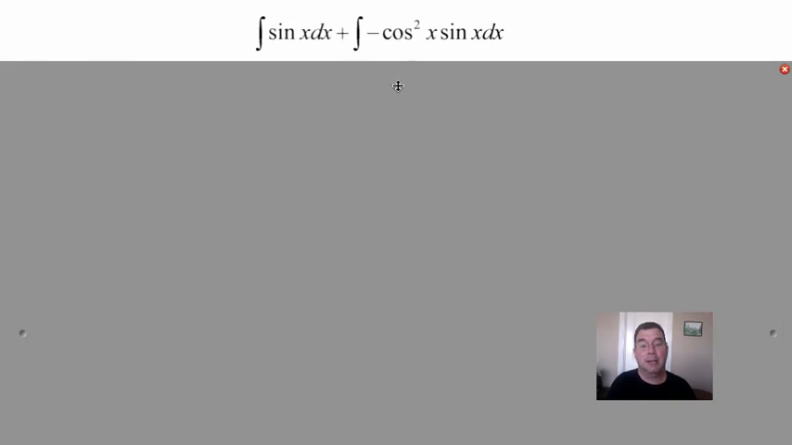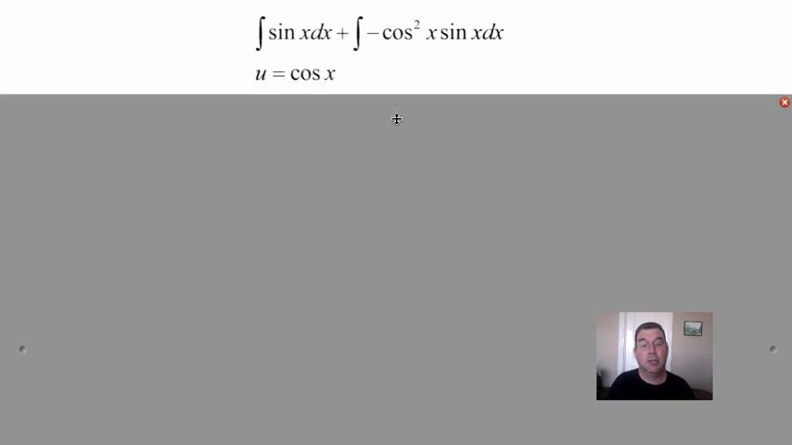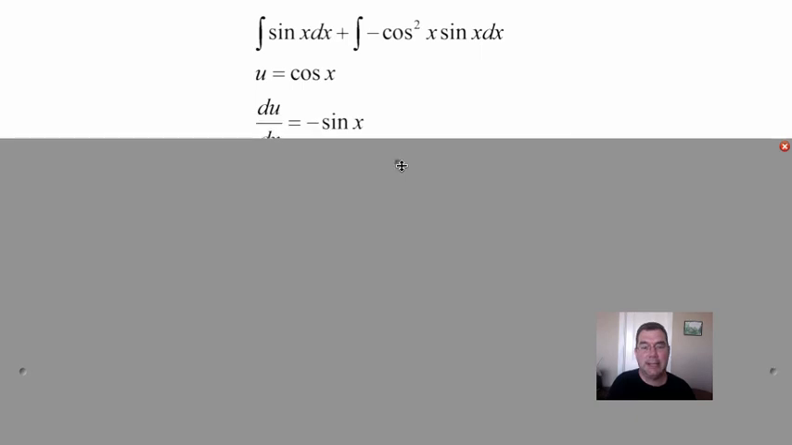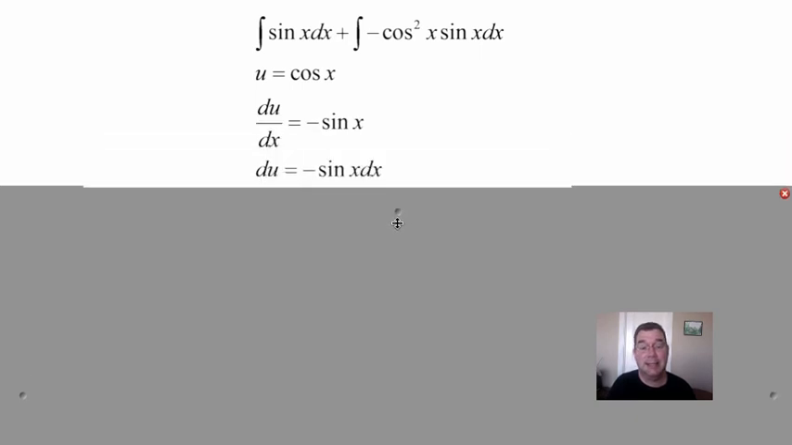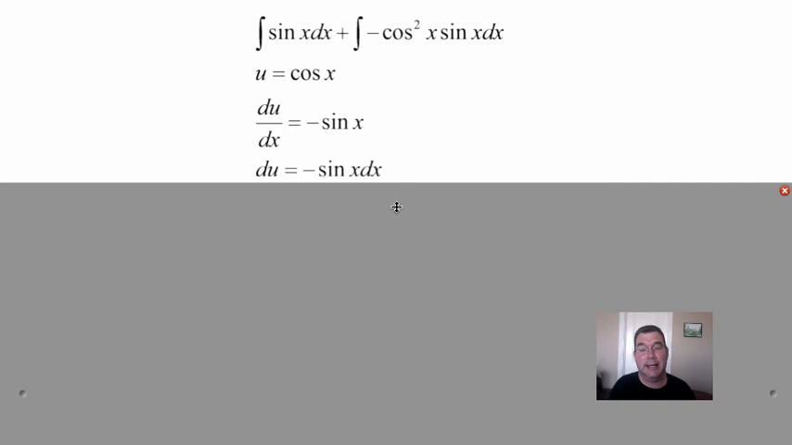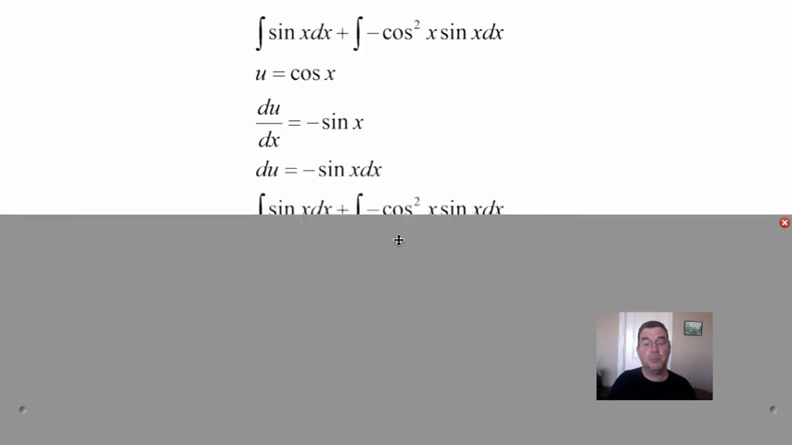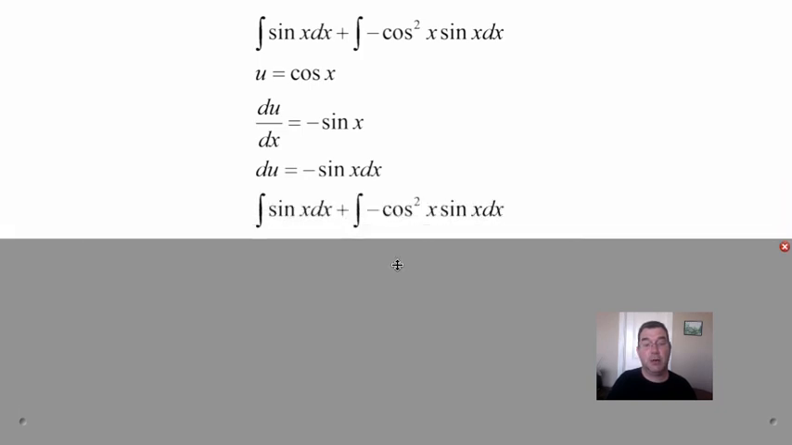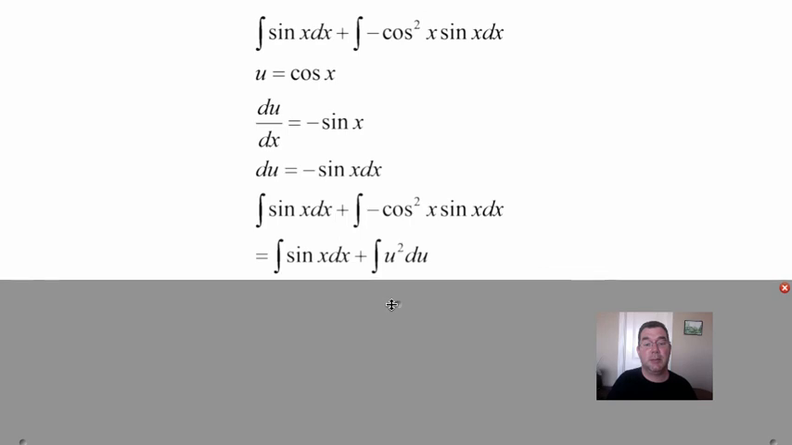All right, that's what I had on the last slide. I haven't changed anything. So I'm going to let u, in this second integral here, equal cosine x. That way du dx is negative sine x, and that means that du is negative sine x dx. And everything that I have is something that can be replaced. So this cosine x is going to be replaced with u. The negative sine x dx is going to be replaced with du.